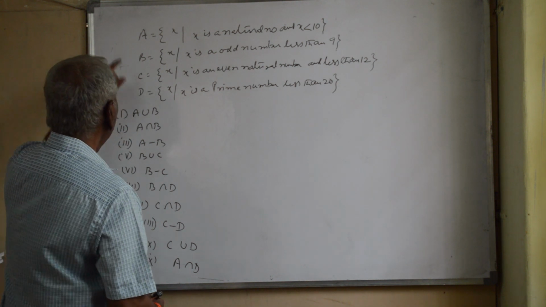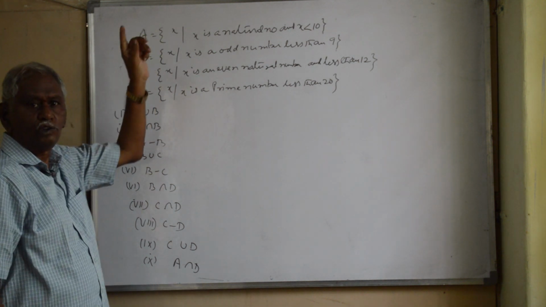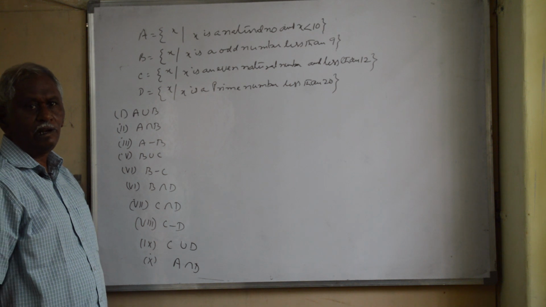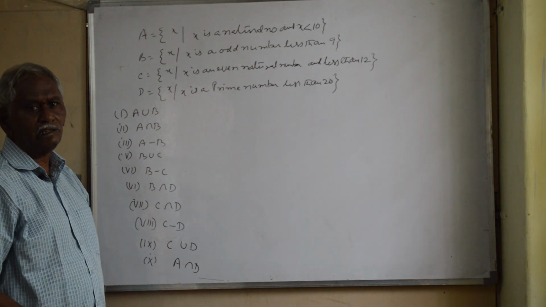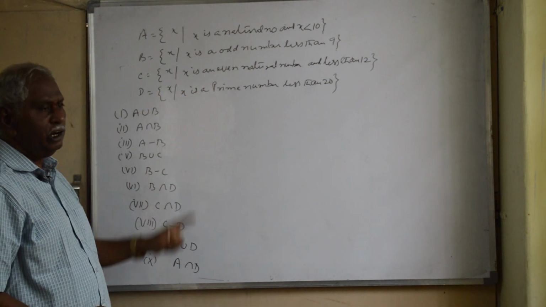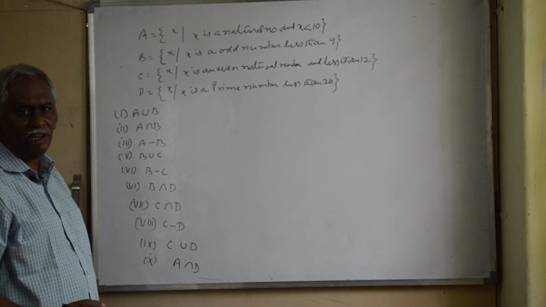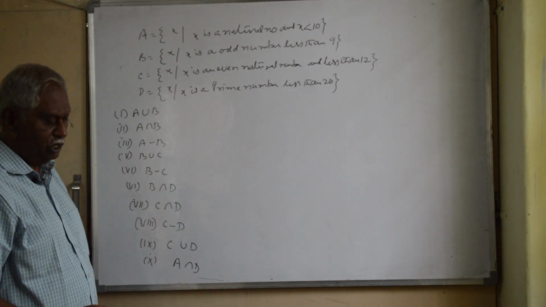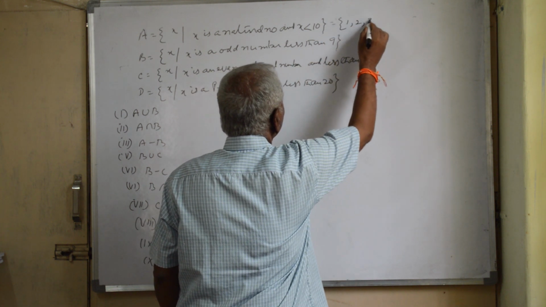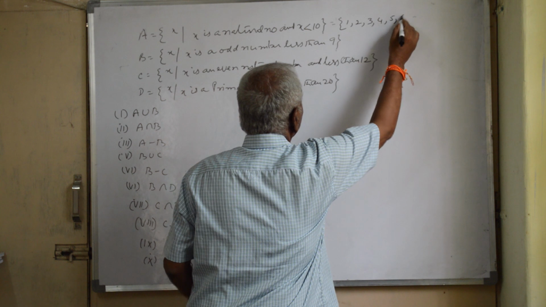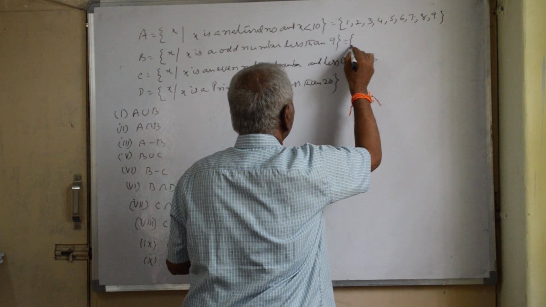First of all, A is a natural number less than 10. So what are the natural numbers? The natural numbers are 1, 2, 3, 4, 5, 6, etc. There are infinitely many. So we want the natural numbers less than 10, which are 1 to 9 only. So A is 1, 2, 3, 4, 5, 6, 7, 8, 9.